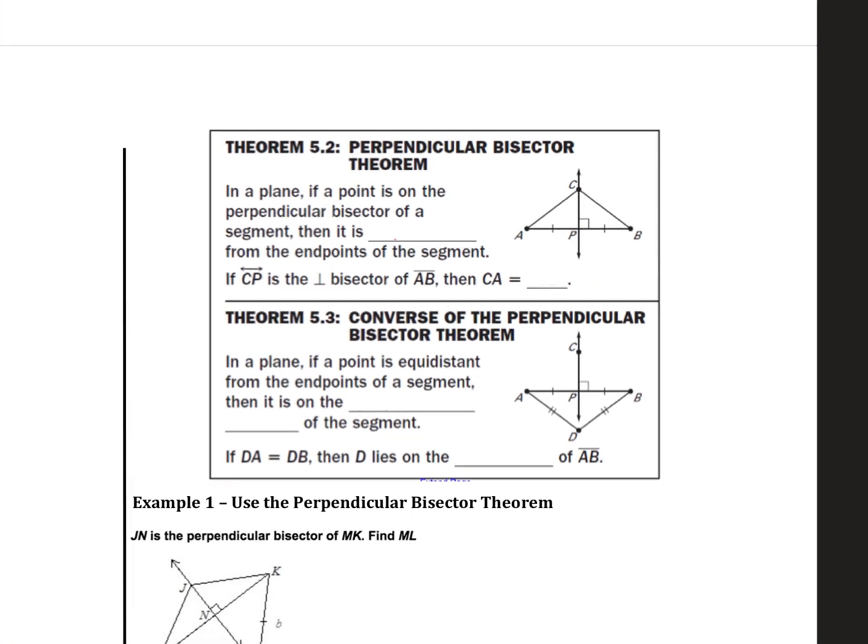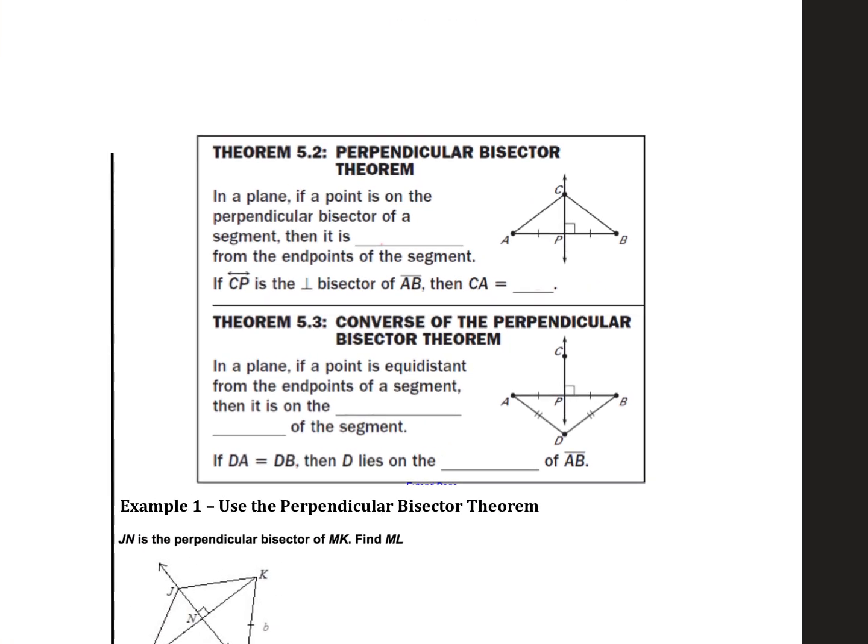Here are some perpendicular bisector theorems and converses. In a plane, if a point is on the perpendicular bisector of a segment, then it is equidistant from the endpoints of the segment. So basically, a point that's on this line right here, these distances are going to be the same. So CA equals CB. If you have a point that's on the perpendicular bisector, it's going to be the same distance from the endpoints of the segment.